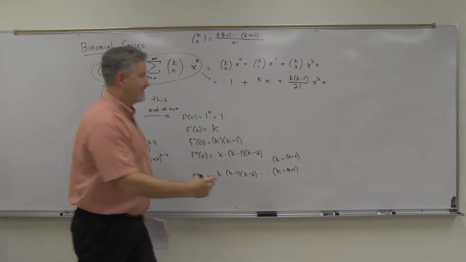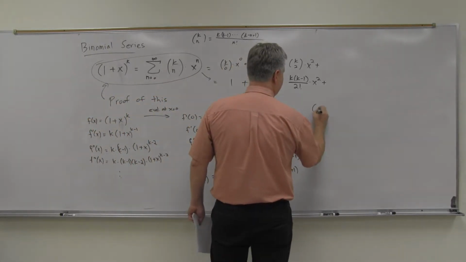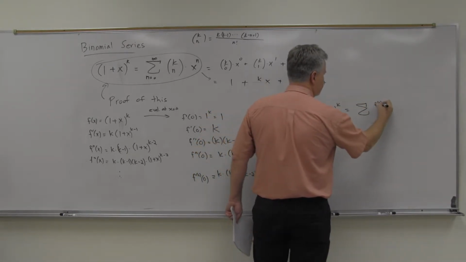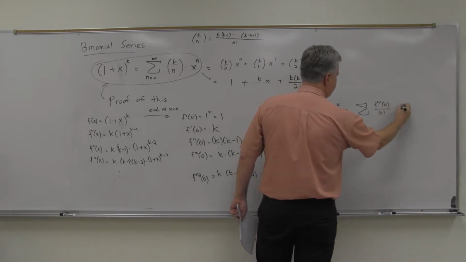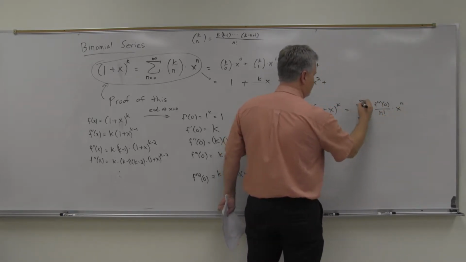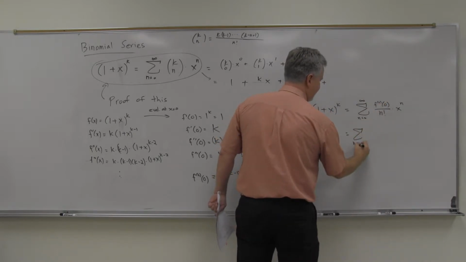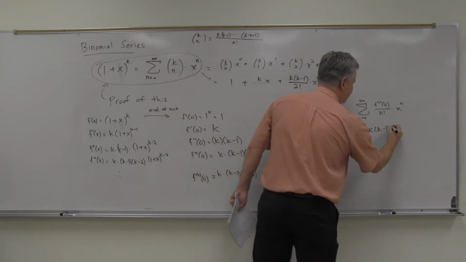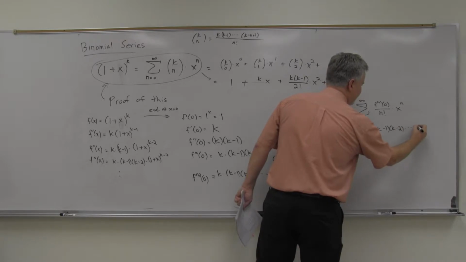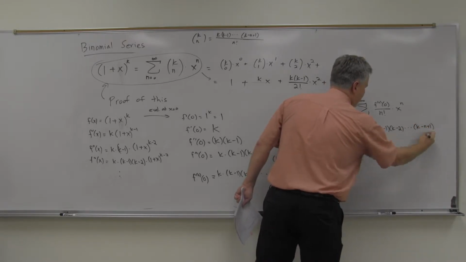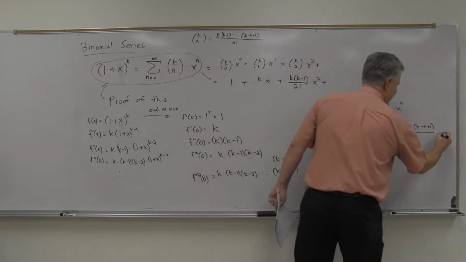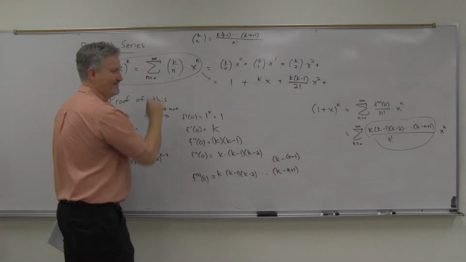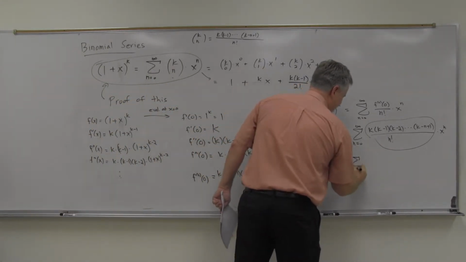Now, in a Maclaurin series, remember you do the nth derivative at 0 divided by n factorial times x to the n. Well, the nth derivative at 0 here is this: k times k minus 1 times k minus 2 times dot dot dot k minus n plus 1, over n factorial, times x to the n. Well, that's what we're calling k choose n. Ta-da. So it is the Maclaurin series.